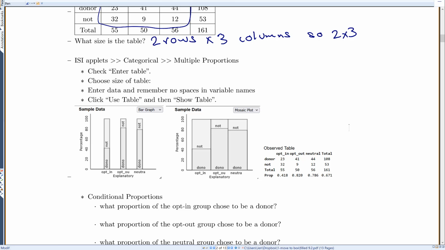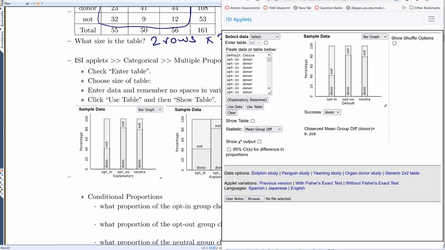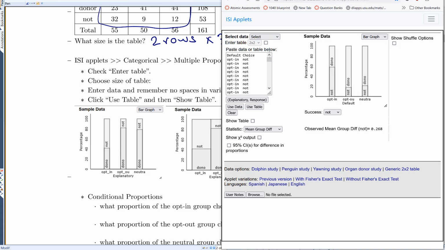Now we need to go to our ISI applets. We're going to go to categorical and multiple proportions this time. And for this one, the donor data is actually the default data right here. We can just do organ donors and we can click use data. So when it gives us my raw data, I click use data. Later we're going to show you what to do if we give it to you in a table.